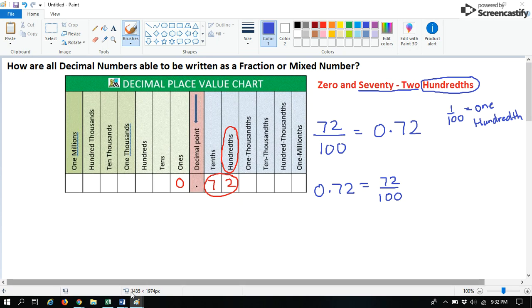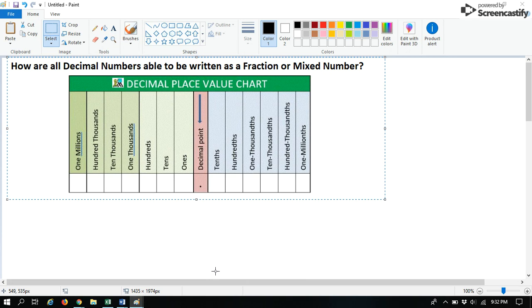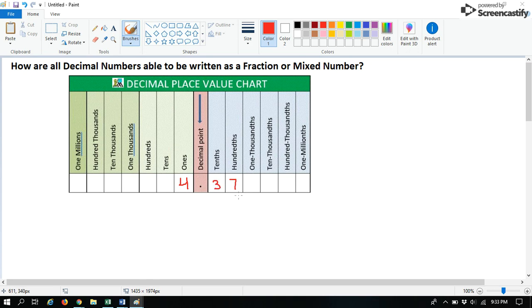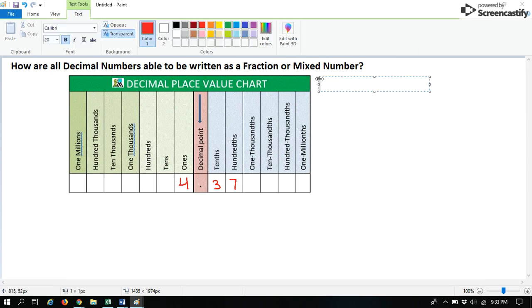So I'm going to come back to this slide. I hope I leave myself time. I'm going to go to one more example. What does it look like when there is an actual number bigger than 0? Let's just do the number 4. Let's say I have 4. Decimal point means "and", so 4 and 37 hundredths. Let's write that out and see what that looks like.